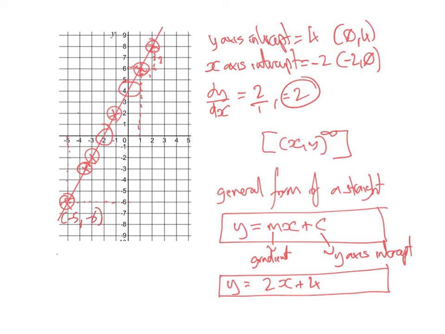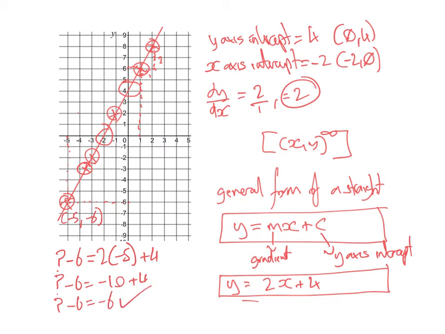To do that, we ask: is y, so what's y in this? -6. Is -6 equal to 2 times x, -5, plus 4? So is -6 equal to -10 plus 4? Is -6 equal to -6? Yes, it is. So that's one way we can show it.